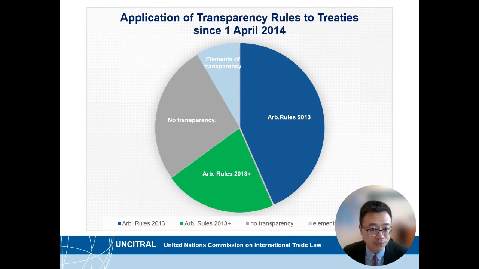The green part is further labeled with a plus to highlight that it refers to treaties concluded since April 2014 that not only give reference to the UNCITRAL arbitration rules, but also contain additional treaty provisions on transparency in arbitral proceedings, in case other arbitration rules may apply. Accordingly, this chart shows that there is a tendency towards more transparency in investor-state dispute settlement.